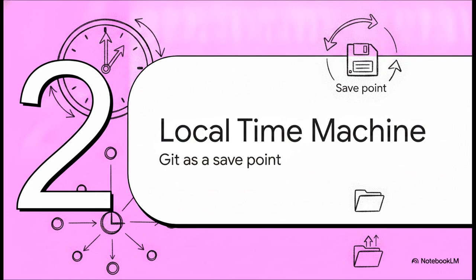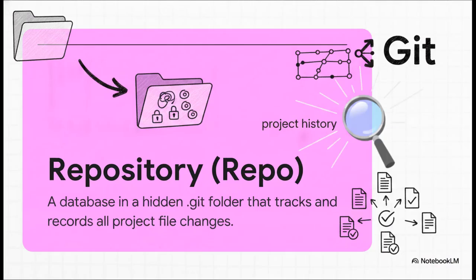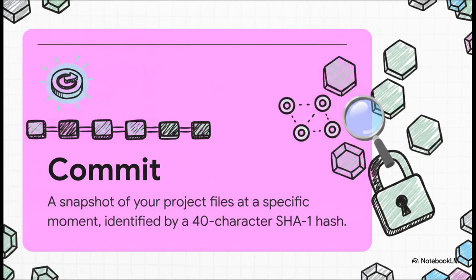Section 2. Git, your local time machine. Let's bust our very first piece of jargon, the repository, or repo for short. A local repository is really just a normal folder on your machine that's being closely monitored by Git. When you initialize it, Git quietly creates a hidden .git folder inside. That hidden folder is the actual database recording your project's entire history. Honestly, if you were to delete that hidden folder, your project just reverts to being a regular, unmonitored folder again. It's that simple.